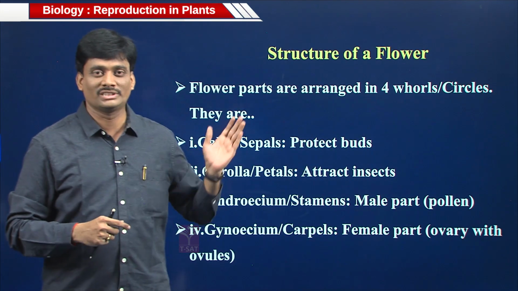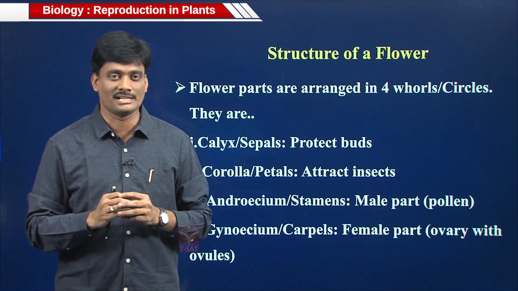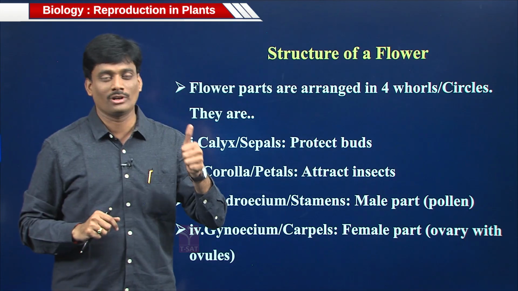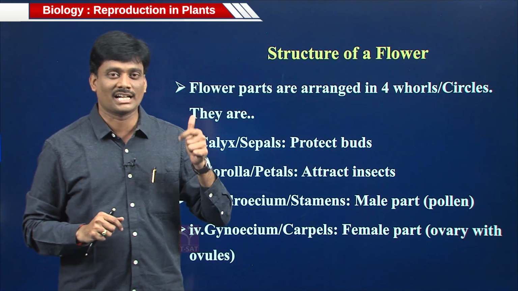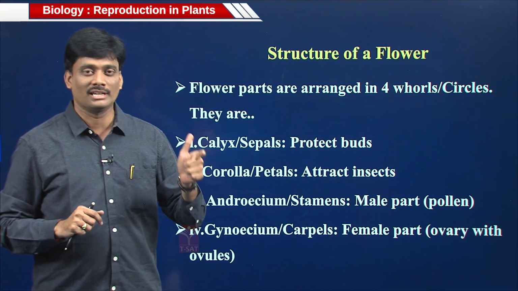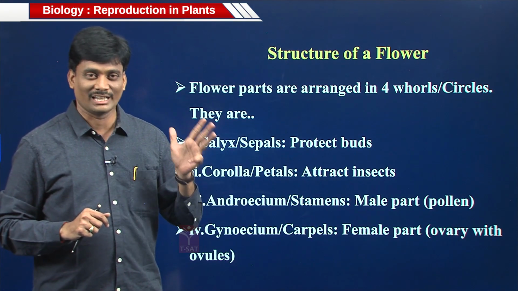So when you see the structure of the flower, mainly the flower parts are arranged in circles. The first circle, or cycle, is called the calyx, the second one is called the corolla, the third one is called the androecium, and the fourth one is called the gynoecium.